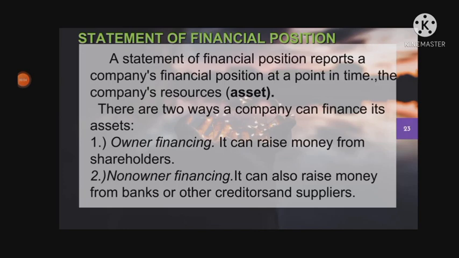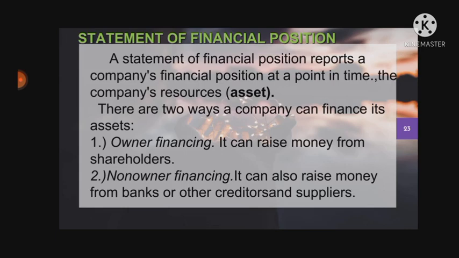So, statement of financial position. A statement of financial position reports a company's financial position at a point in time, the company's resources, which are the assets. Just like what I've said earlier, the statement of financial position is commonly used to assess the position of a business in terms of financial stability and potential risk. A typical statement is likely to include a snapshot of business assets and liabilities, such as loans, VAT, and corporation tax.